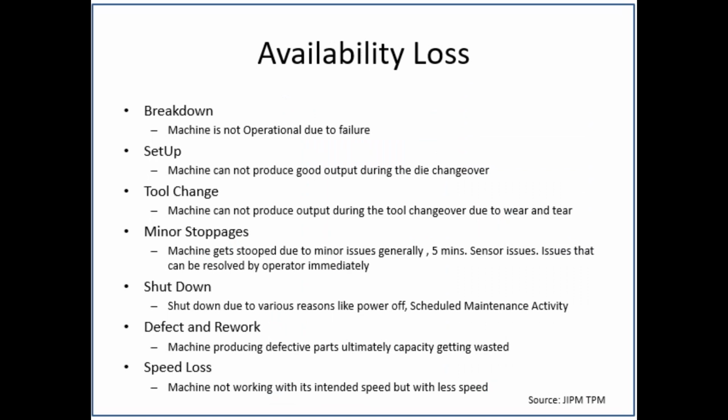Availability loss, the first loss is basically a breakdown loss. As the name suggests, basically the machine is not operational due to a failure. Now this failure might be because of any of the reasons, say a spare part is not functioning, the machine is malfunctioning, or some bearing is not working. That is why the machine moves into breakdown, and it is called a breakdown loss.